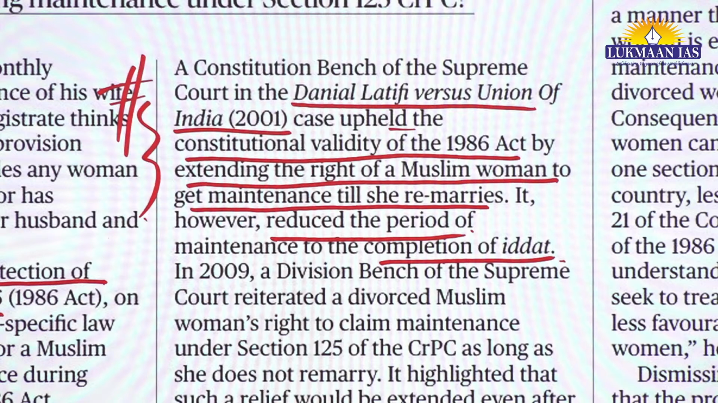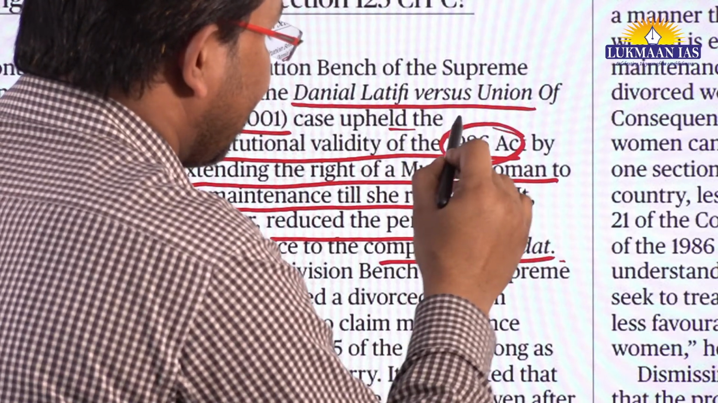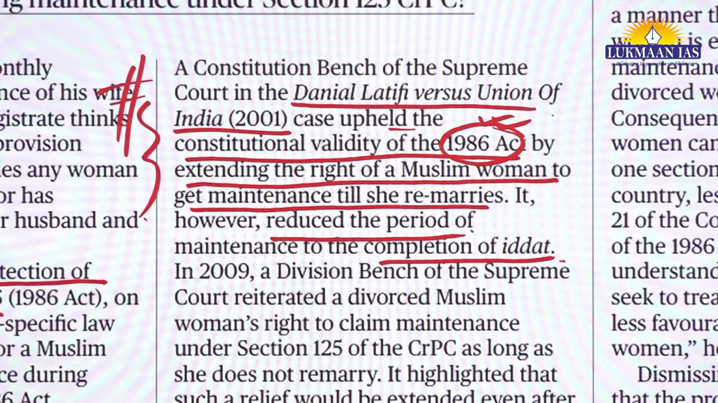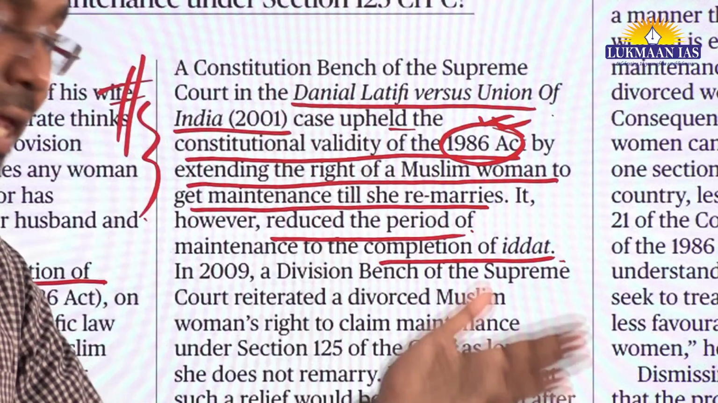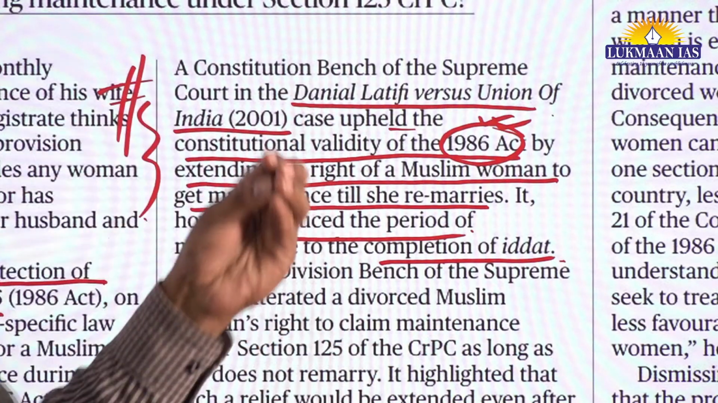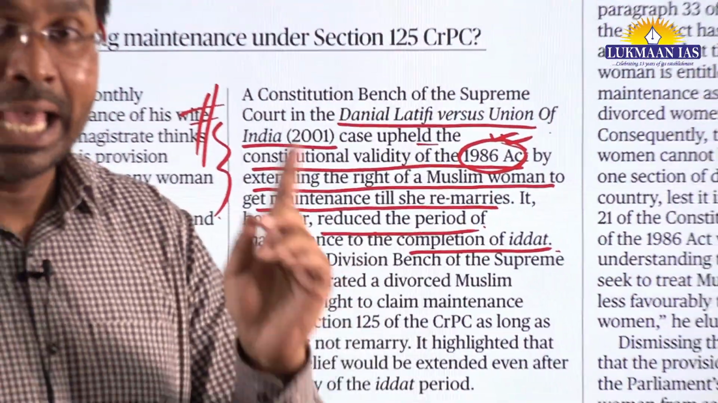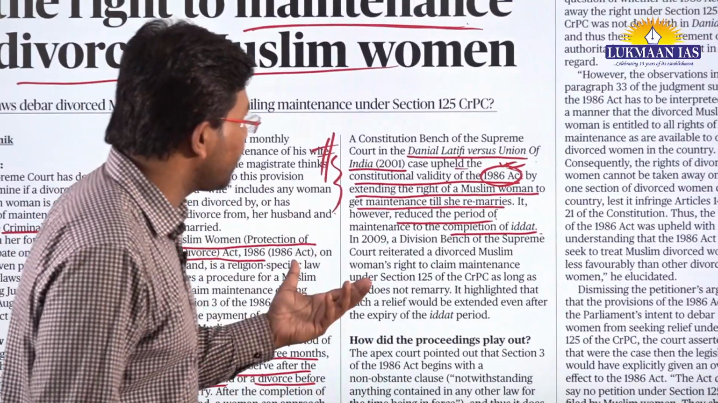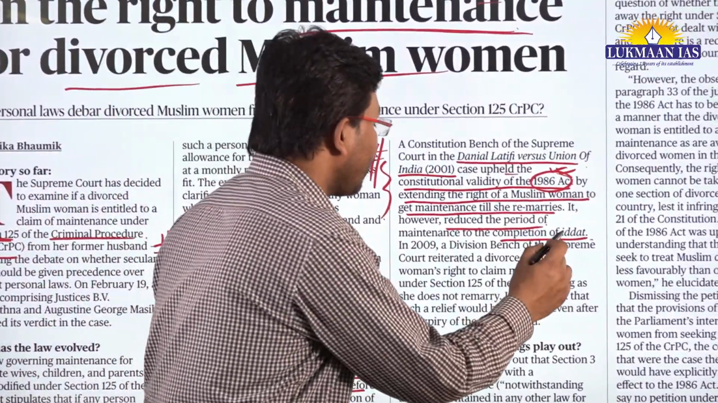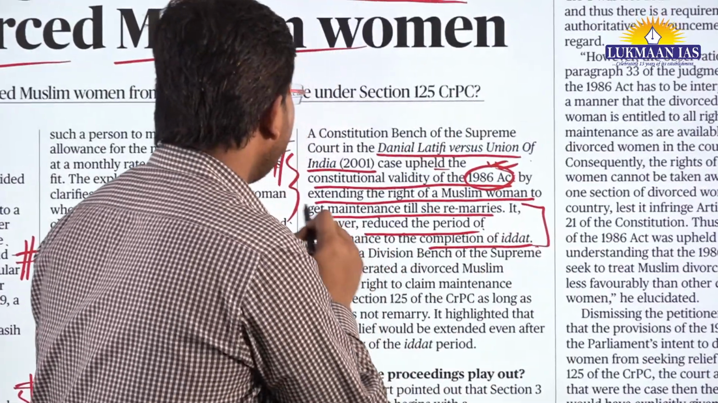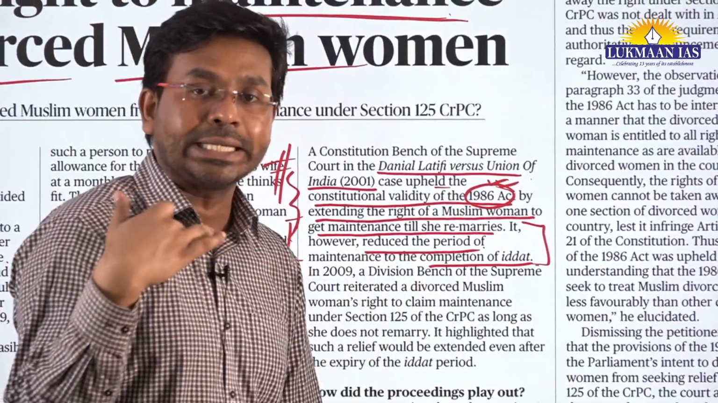So here the Supreme Court of India has upheld the constitutional validity of this act. The name of this act is the Muslim Women Protection of Rights on Divorce Act, 1986. The Supreme Court said that this act is constitutionally valid, and upheld that Muslim women upon divorce have the right to get maintenance. However, the Supreme Court also observed that the time period will be of iddat, meaning this time period has been reduced.